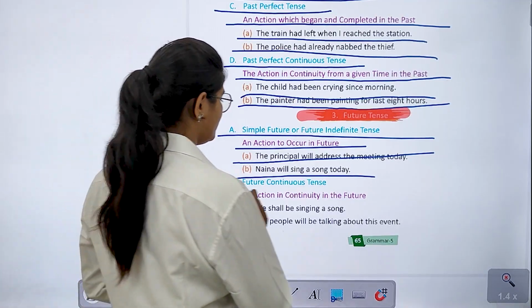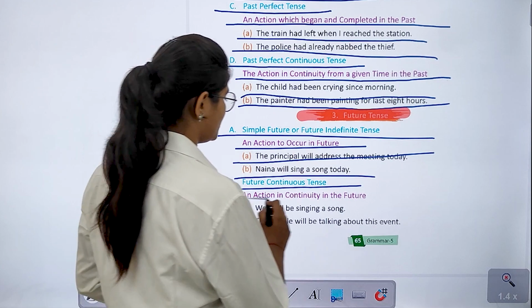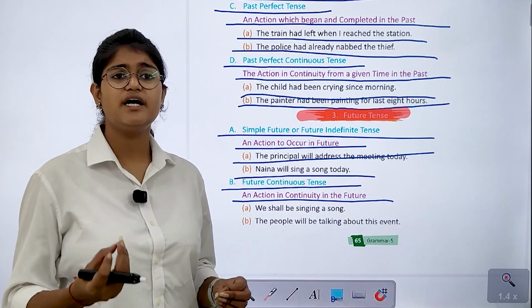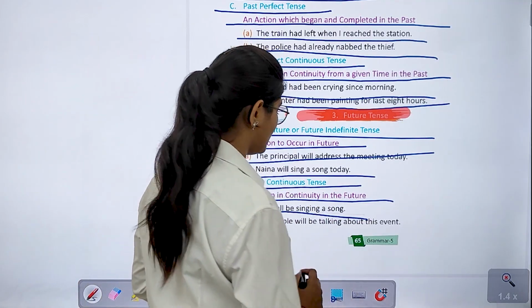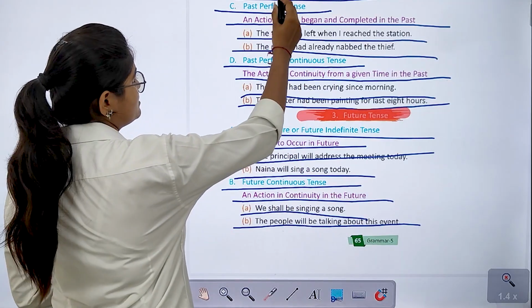After that, future continuous tense. So the future continuous tense, an action in continuity in the future. कि कोई ऐसा action जो कि future में continue होने वाला है. We shall be singing a song. The people will be talking about this event, right?